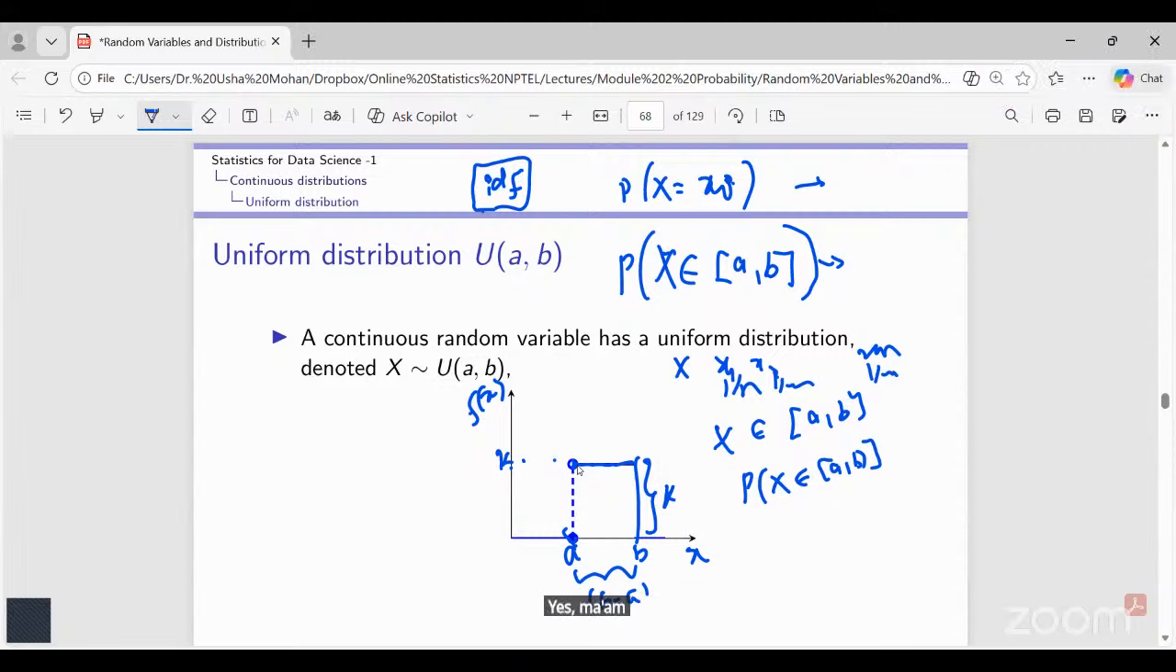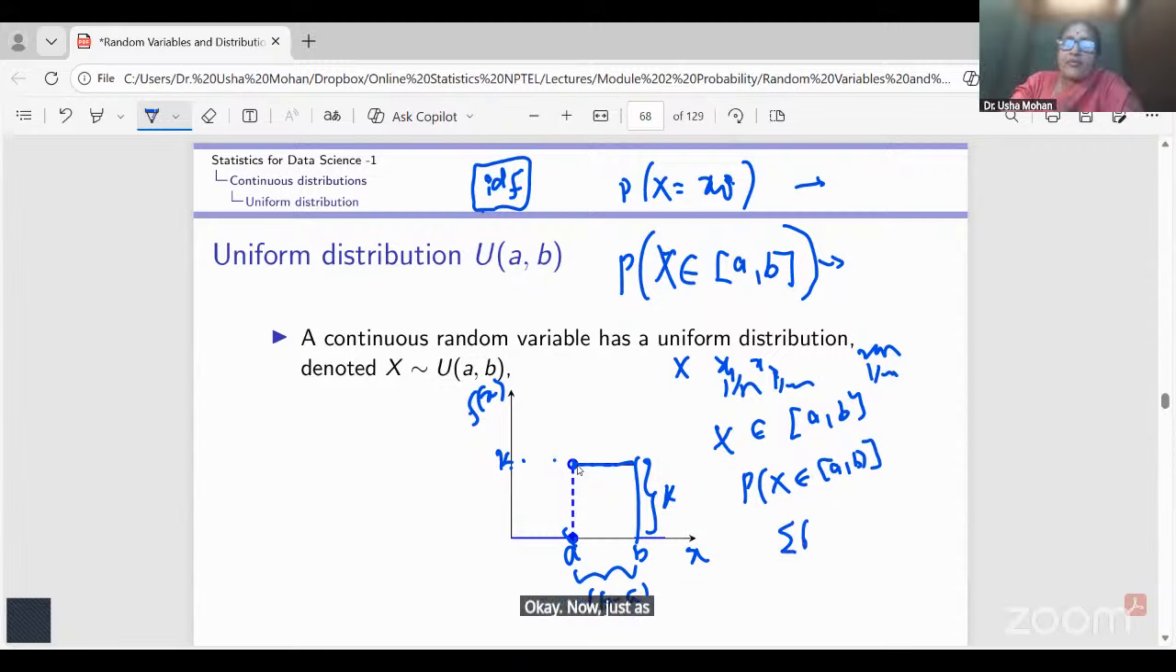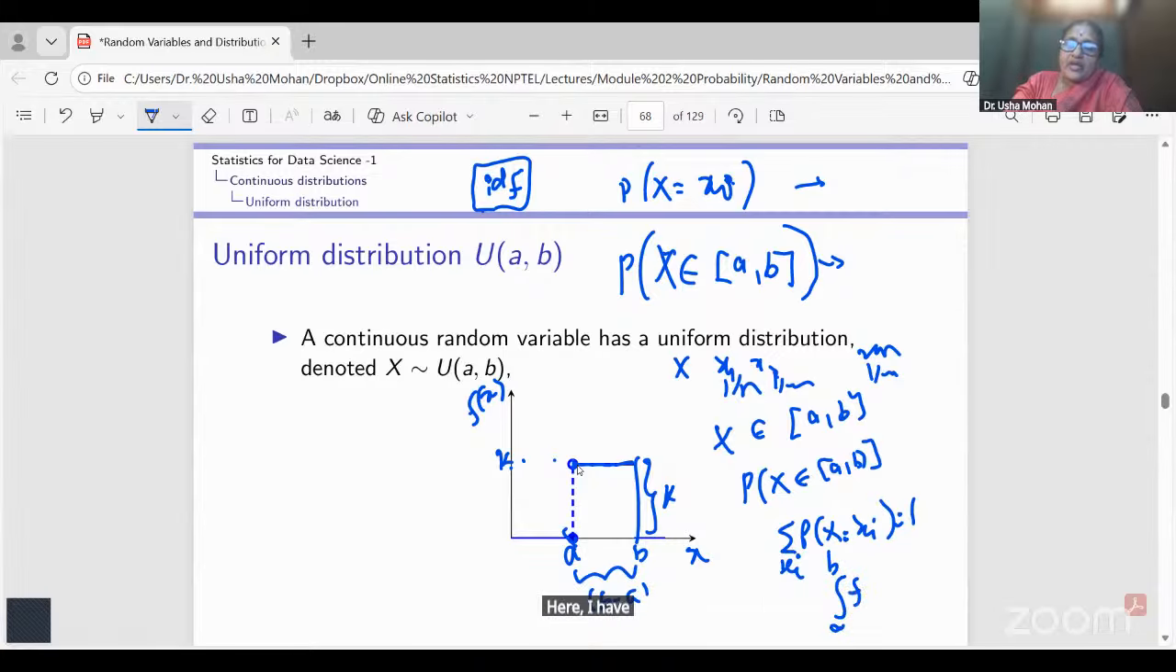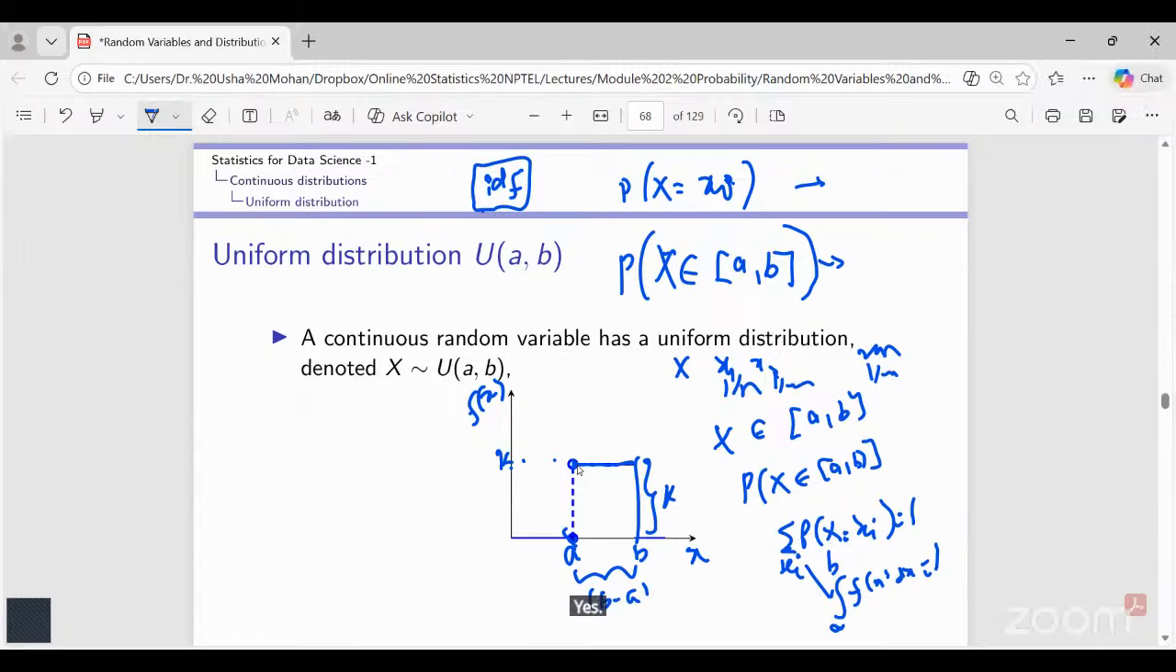Okay. Now, just as I had the sum of probability of x equal to xi over all values of xi should be equal to 1, here I have the integral over a to b of f(x) dx should be equal to 1. Here my summation is replaced by my integration sign. Till here, is it clear? Any questions?